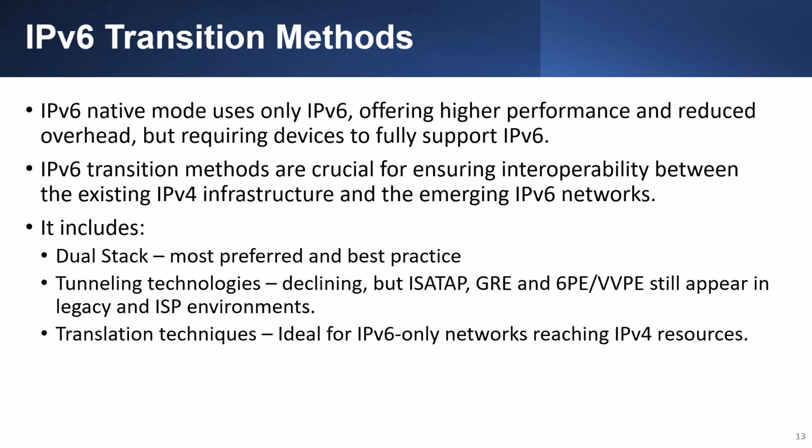IPv6 native mode uses only IPv6, offering higher performance and reduced overhead, but requiring devices to fully support IPv6. IPv6 transition methods are crucial for ensuring interoperability between the existing IPv4 infrastructure and the emerging IPv6 networks. It includes dual stack, which is the most preferred and best practice, tunneling technologies, which are declining but still appear in legacy and ISP environments, and translation techniques, which are ideal for IPv6 only networks reaching IPv4 resources.